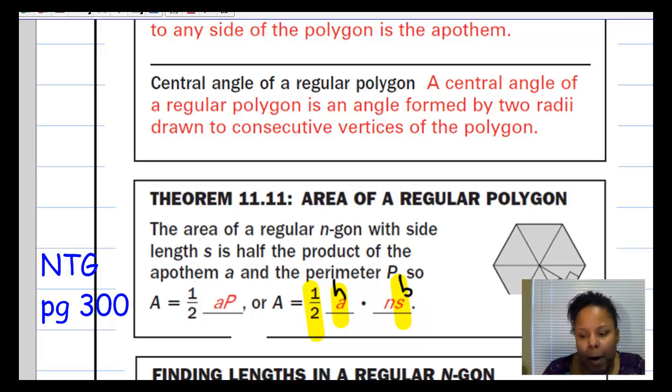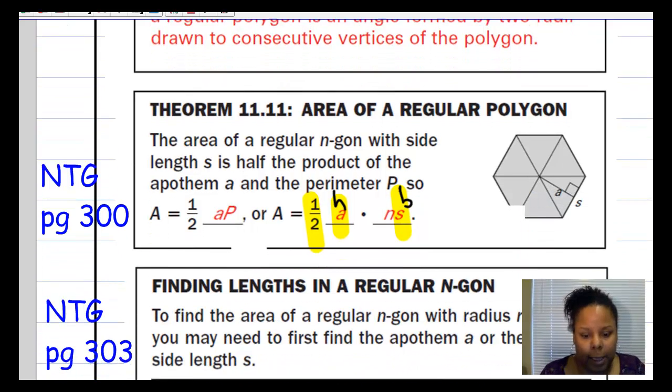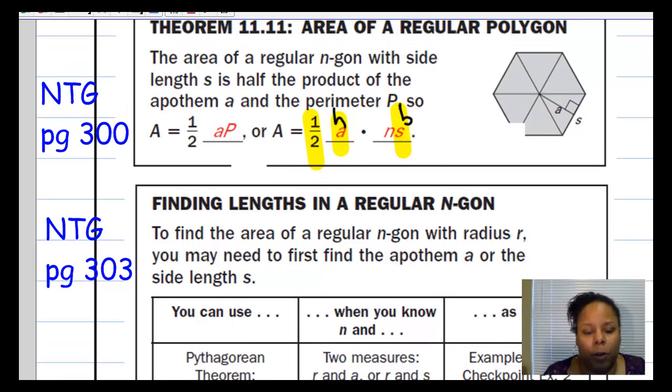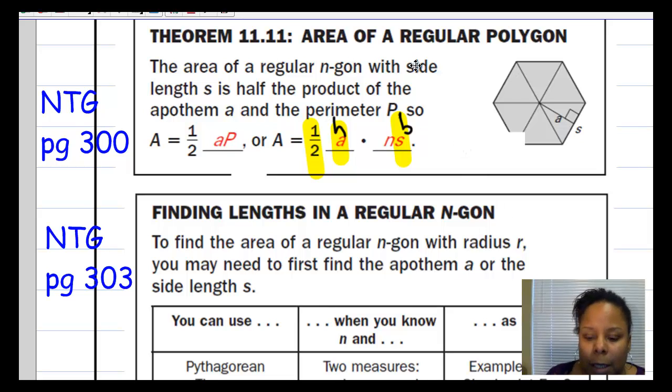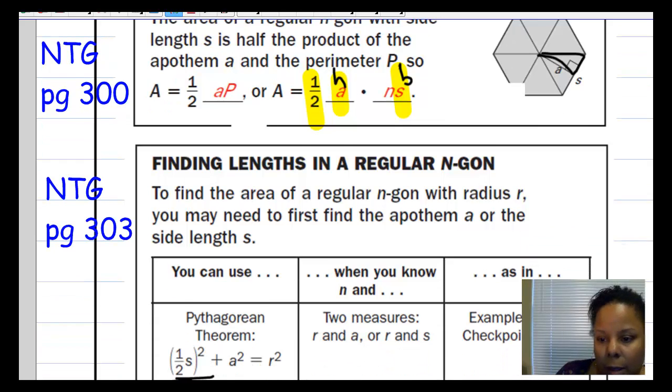So in order to find the area of the polygon, what we're going to be working on in the next few days is how to find those 3 things: the number of sides of the polygon, the side length of the polygon, and the apothem of the polygon. And as you can see, the central triangle can be broken up into several right triangles. Here's a right triangle where the base is 1/2 of the side length, and the height is A.